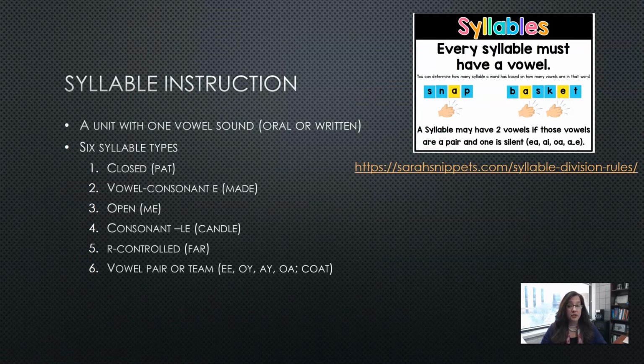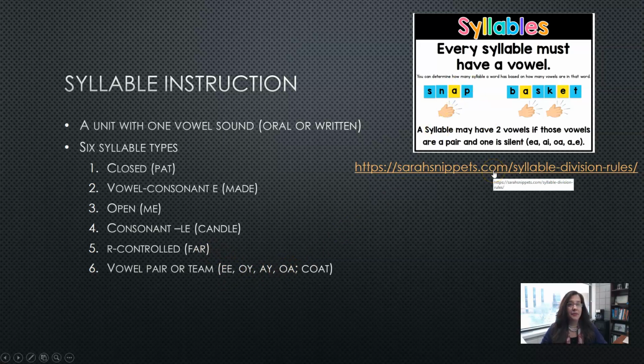In terms of syllable instruction, what does that mean? It means it's a unit with one vowel sound, oral or written. So there are 6 syllable types. We have the closed, such as in the word pat. The A is in the middle. The vowel consonant E, made. The open, where the E is out and open. Consonant LE, so there we go, as an example in candle. The R controlled vowel, as in far. And the vowel pair or team, EE, OA, AY, such as in coat.